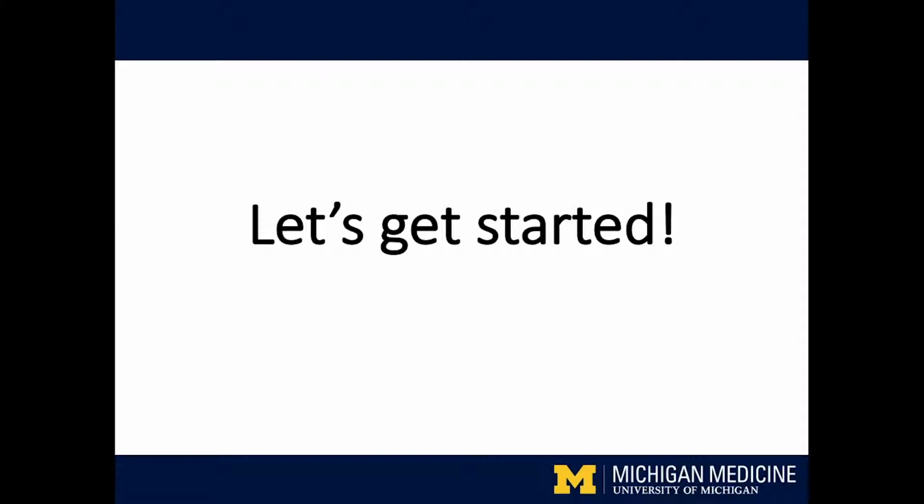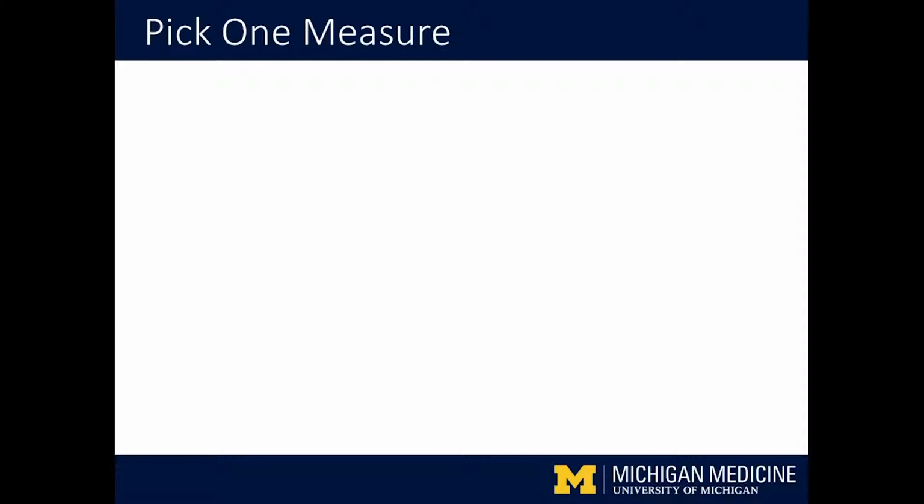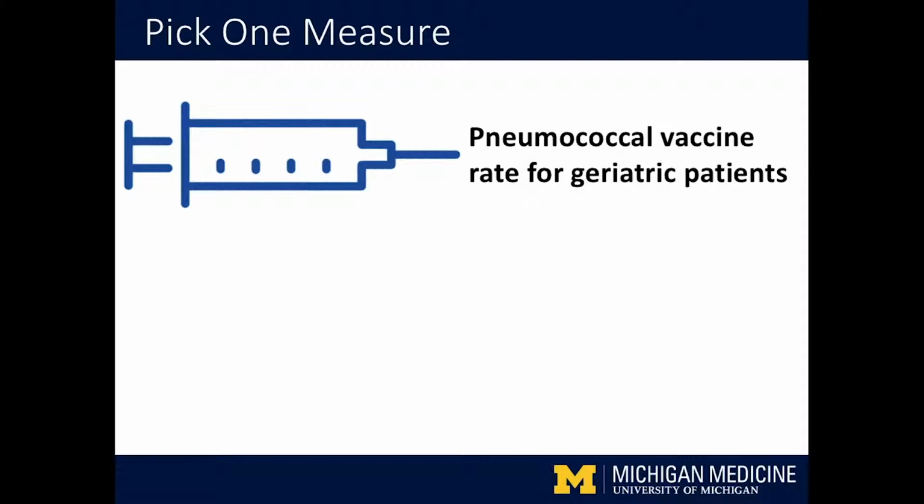We will now walk through an example to demonstrate how to use structured problem-solving tools to identify ways to improve a quality measure for your panel. To get started, you must pick a measure to improve. Let's take a look at the measure for pneumococcal vaccine rate for geriatric patients.